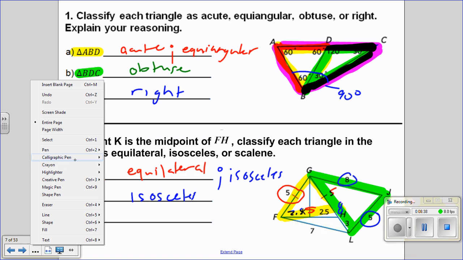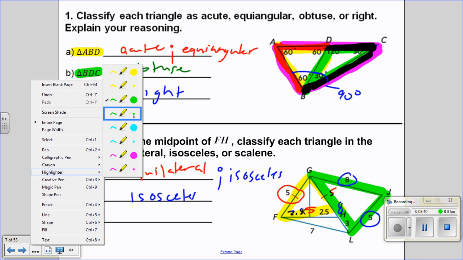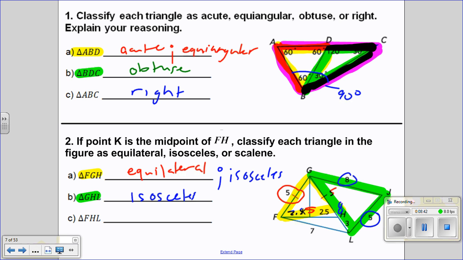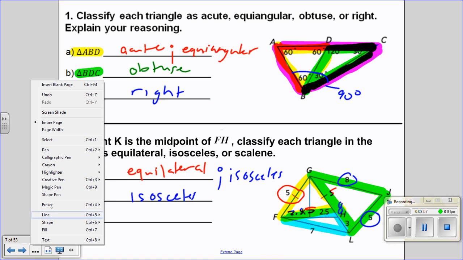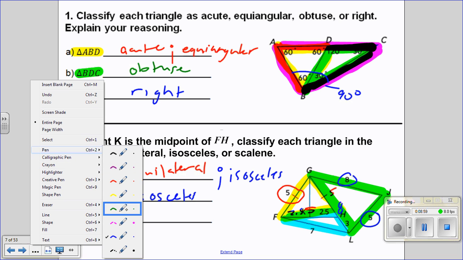And last but not least, I need to focus on FHL, which is this tiny triangle down at the bottom. So side FH is 5, FL is 7, and HL is 3. So all three sides are different. So that means it's scalene.